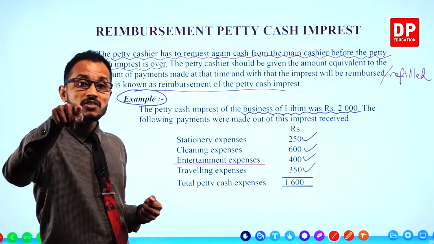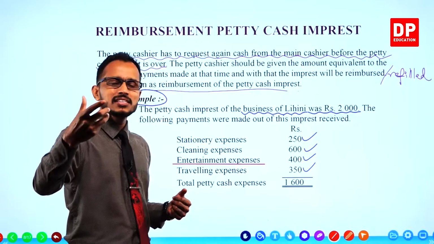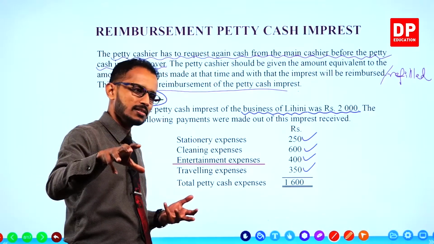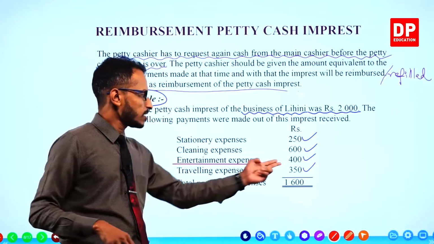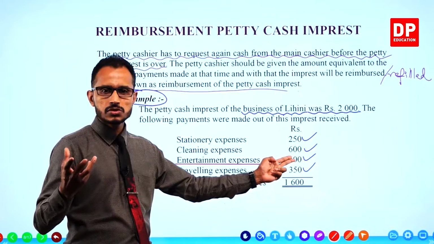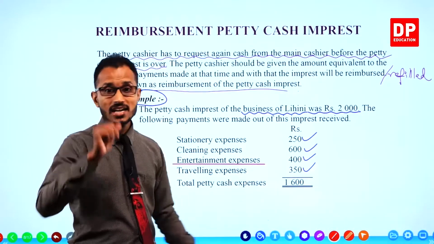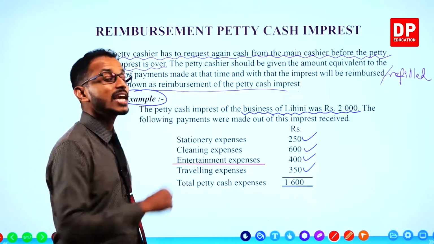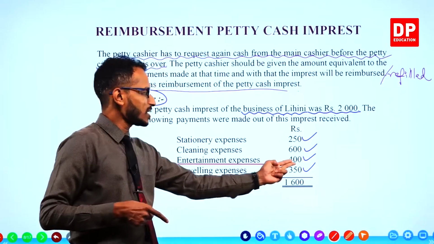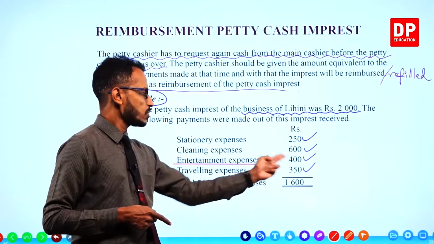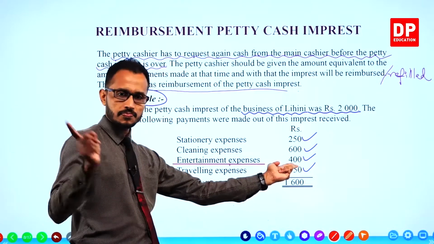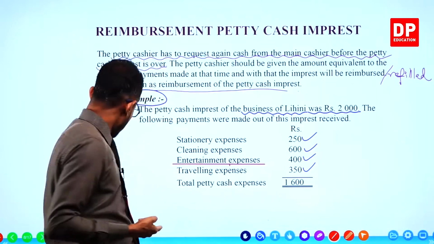The money which is spent for those tea bags and tea leaves and sugar and milk powder and all those things is spent from the petty cash by the petty cashier. Those expenses are normally referred to as entertainment expenses, right? Okay. Right.